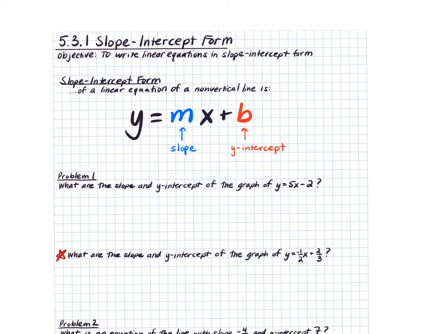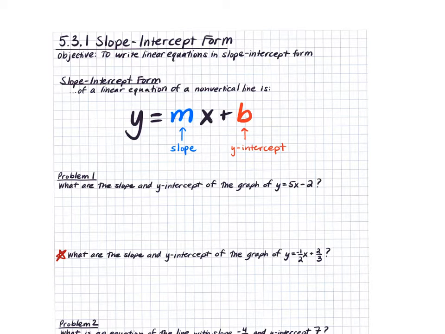Okay, this is the Algebra 1 video lesson for the first half of lesson 5.3, slope-intercept form. This is a form of a line, an equation relating y and x using the slope and the intercept. The linear equation, that means the equation of a line, of a non-vertical line, is of this form: y equals mx plus b, where m is the slope and b is the y-intercept.